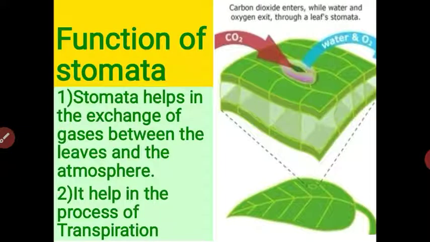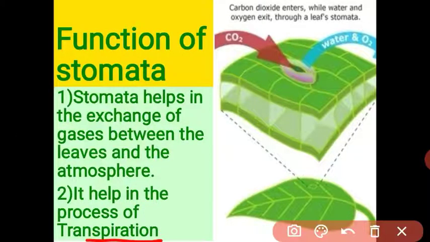The second main function of stomata is to help the process of transpiration. Transpiration means the process in which the plant throws out water from the aerial parts. We have to study many details of it in higher classes. Transpiration is useful for the plant to create suction force. Got it, student?